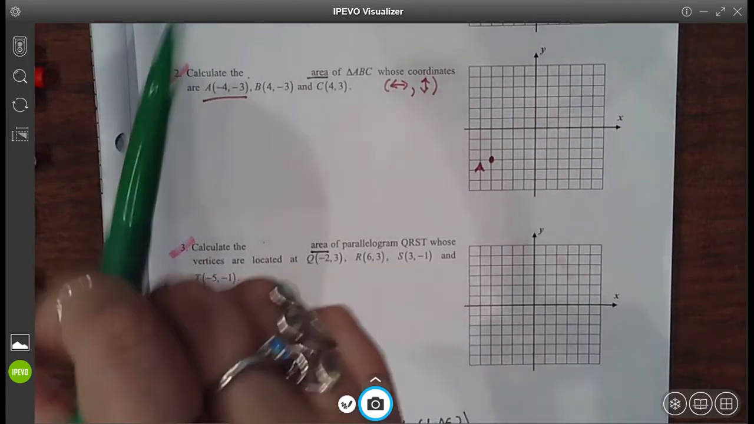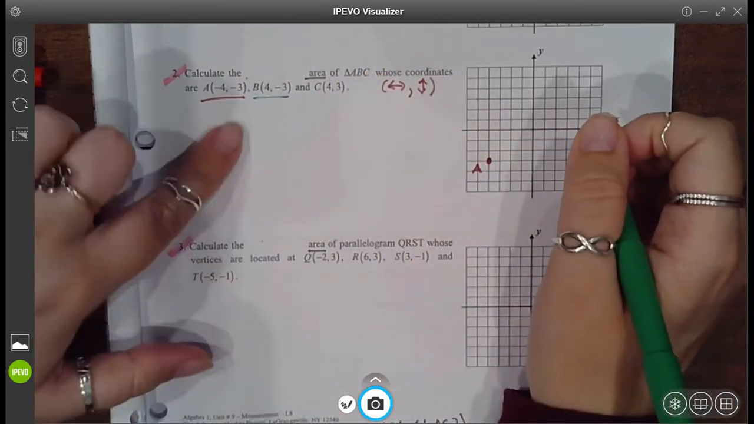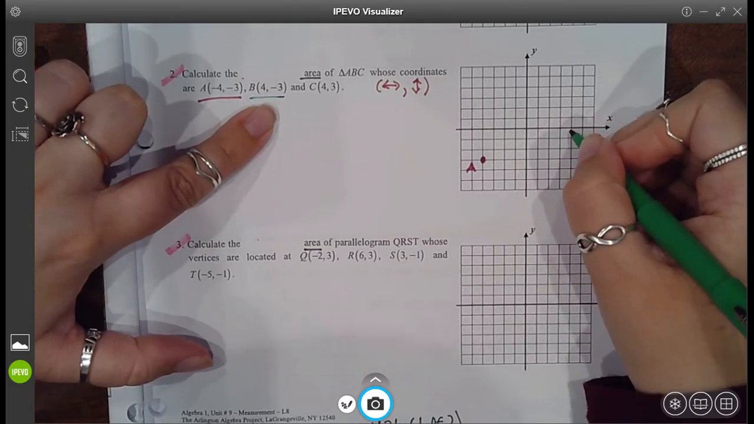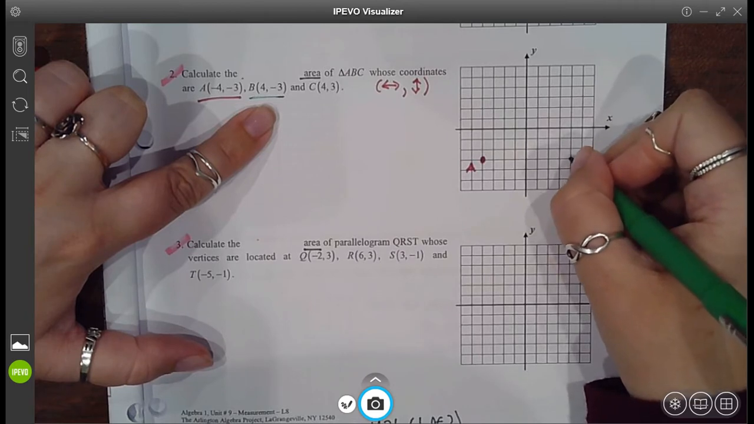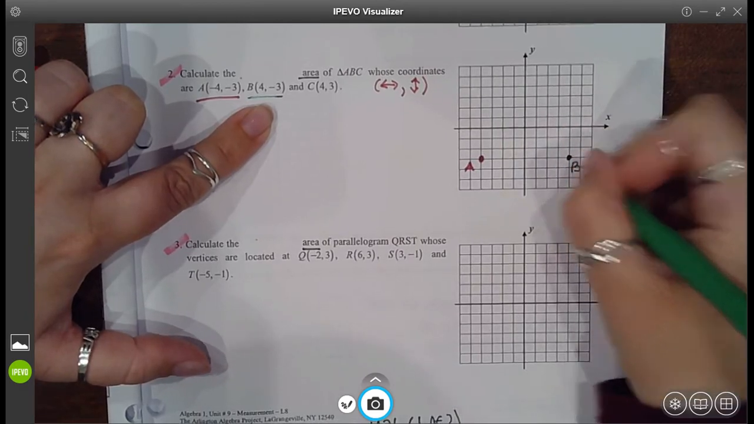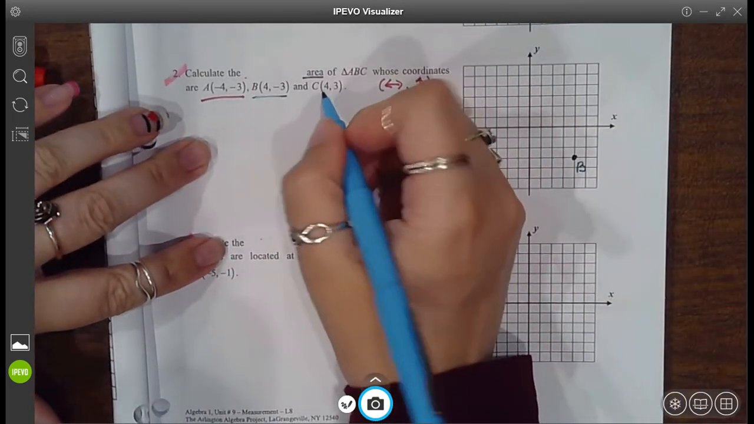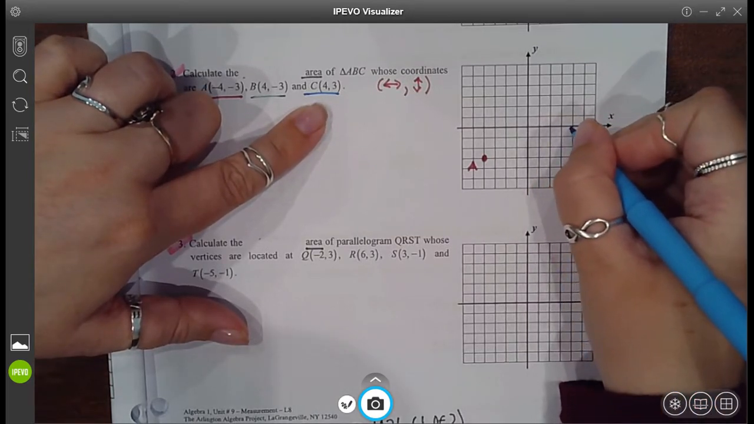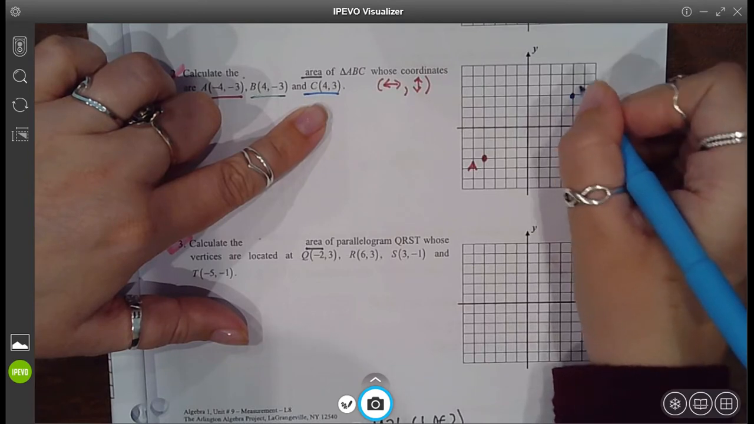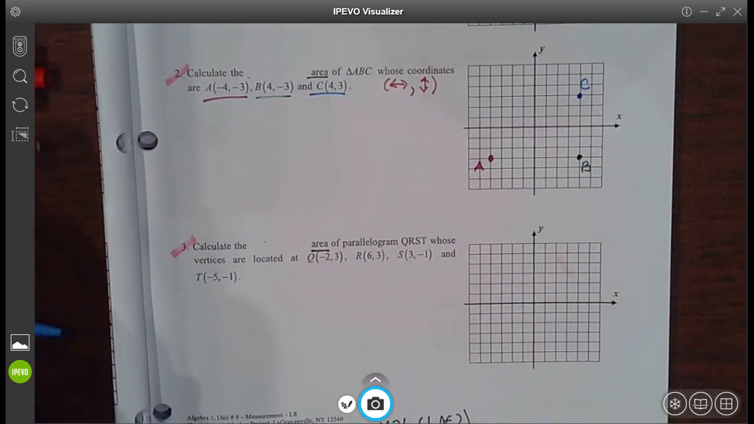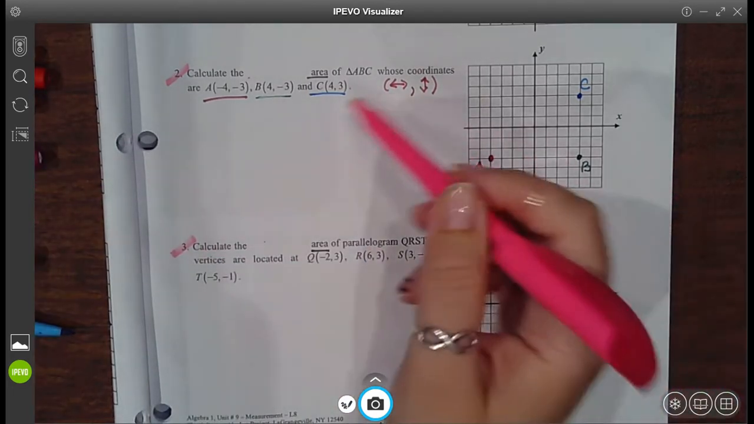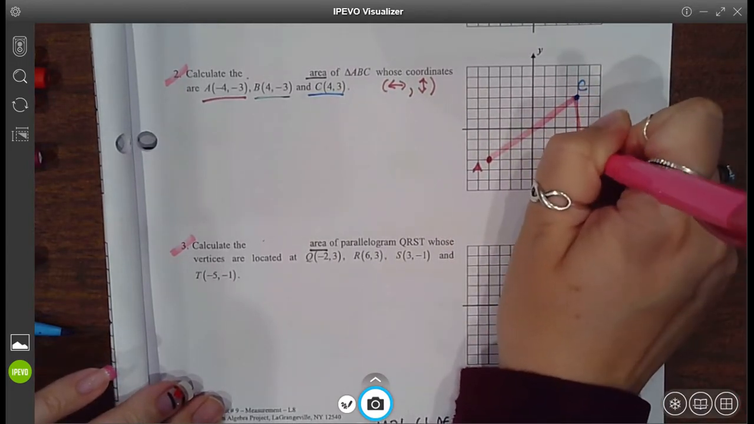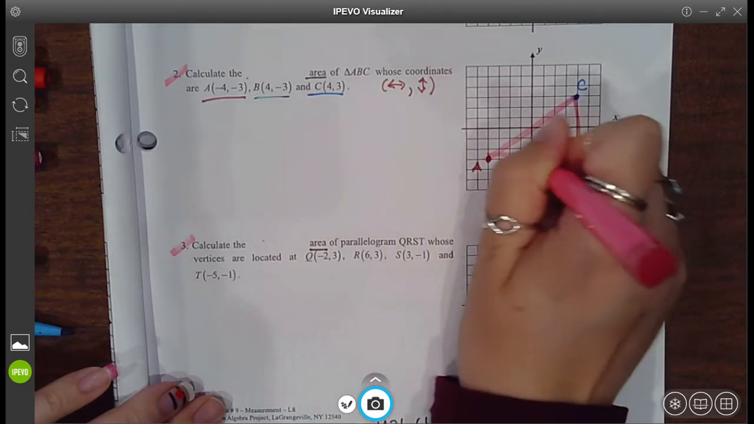Now my next point is 4, -3. So I'm going to go right or left 4. It's positive, so to the right. 1, 2, 3, 4, and then down 3 because it's negative, 1, 2, 3, and label that point B. Now you have C, which is 4, 3, so right 4, up 3. 1, 2, 3, 4, up 1, 2, 3, and there's point C. Now there's only 3 points, so it should make a triangle, and it even told me it makes a triangle. So connect those points, and there is your triangle.